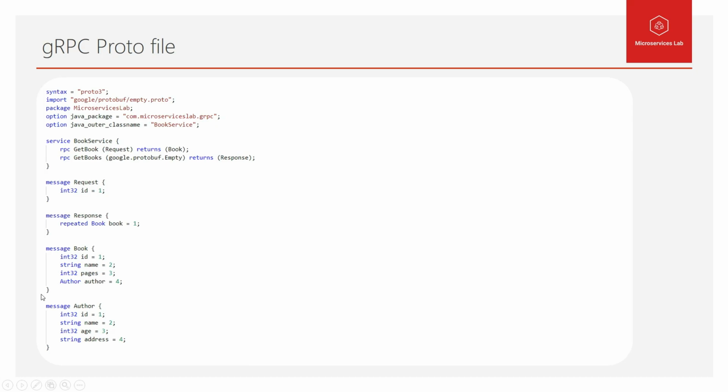The author itself is defined here, which has fields ID, name, age, and address. The getBooks takes nothing and returns the response. The response is defined here. The response basically has only one field, which is a list of books. So this is an example of a gRPC protofile.